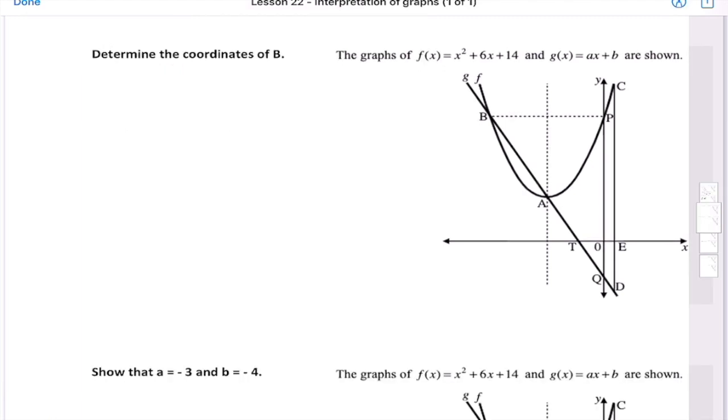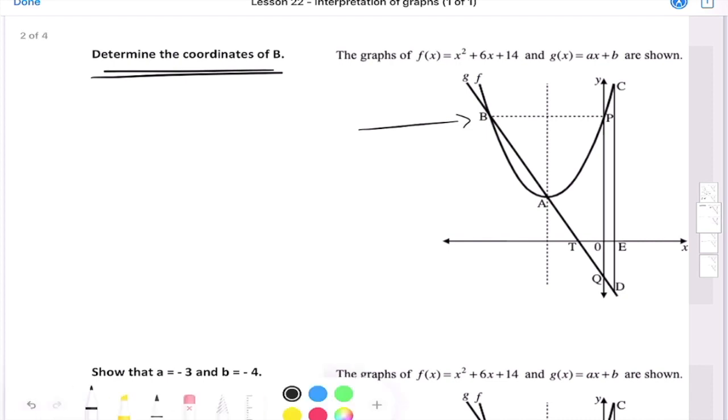Determine the coordinates of point B. There is point B, and we want to know the coordinates of B. This is where we need to remember that point B is a reflection of point P along the axis of symmetry. Now we know the axis of symmetry is given by x is equal to negative 3. So this dotted line is x is equal to negative 3.